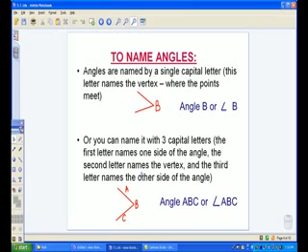The other way to name an angle is with 3 capital letters. The first letter would name one side of the angle, the second letter would name the vertex, and the third letter would name the other side of the angle. So this would be angle ABC, or here again I can use the angle sign instead of writing the word angle.